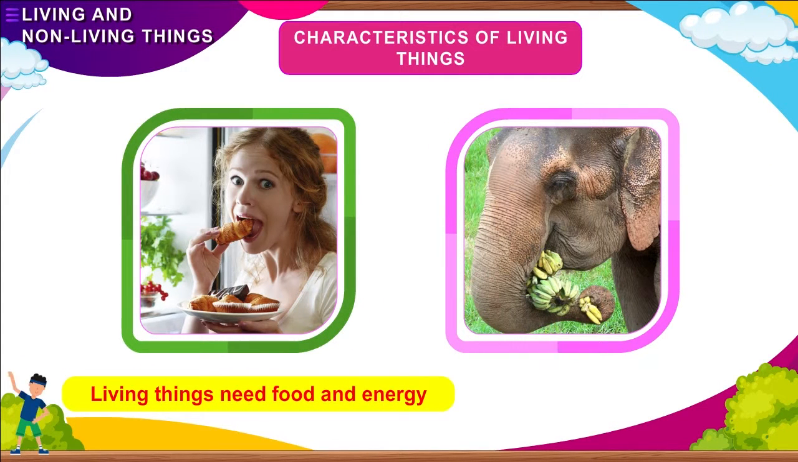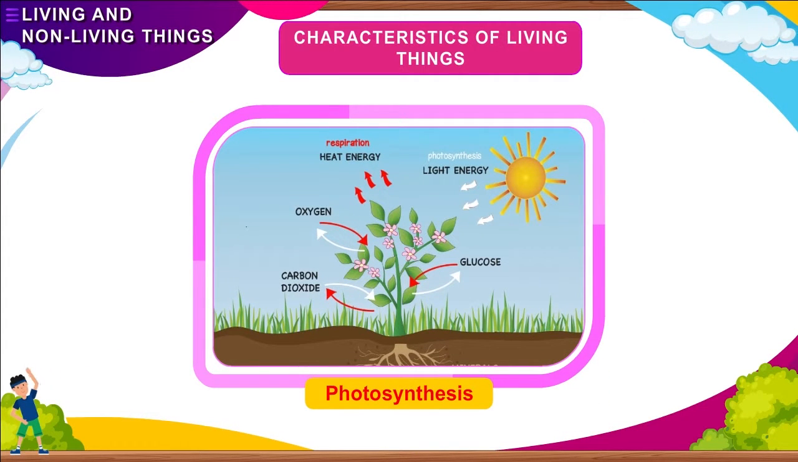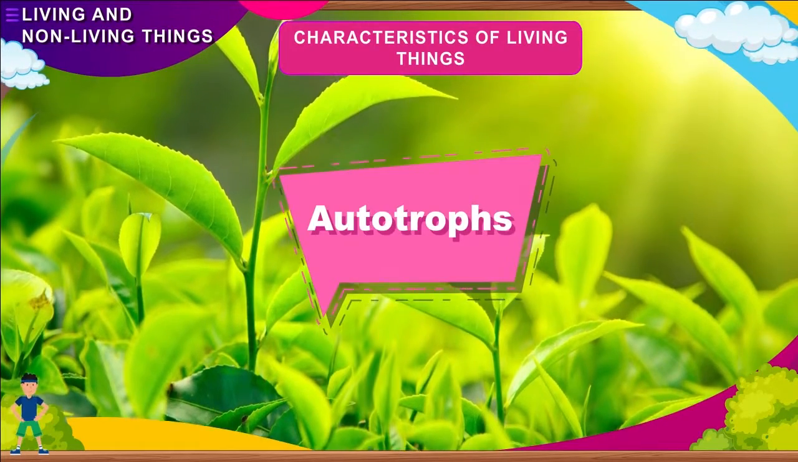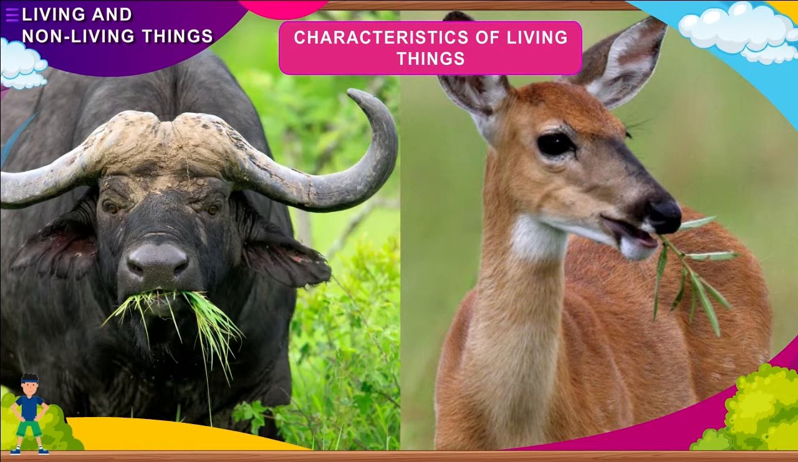Living things need food and energy. All living organisms need food to remain alive and get energy for carrying out various life activities. You must have seen animals eating food. What about plants? Plants also make their food using water and carbon dioxide in the presence of sunlight. The process of preparing food by green plants is called photosynthesis. Green plants can make their food and hence they are called autotrophs. They provide food and energy to all animals on the earth.